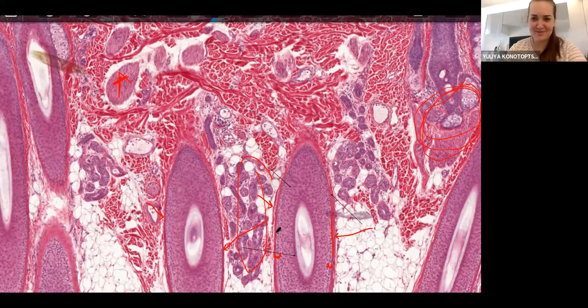But okay, so yeah, this is the outer root sheath. This is the inner root sheath. And don't forget, it has Henle-Huxley cuticle, but we cannot see it. So we just say this is the inner root sheath. And then the inner part, this is the hair shaft. On this particular picture, we can't see everything. So for example, this is the cuticle, cortex, and then the center is the medulla. So those are the areas of the hair shaft.